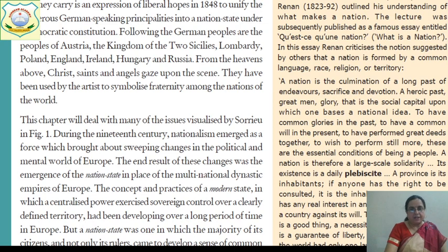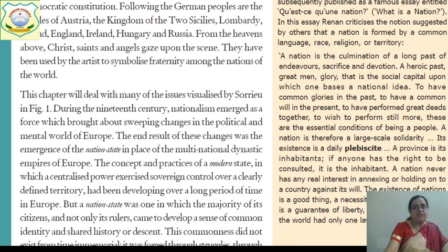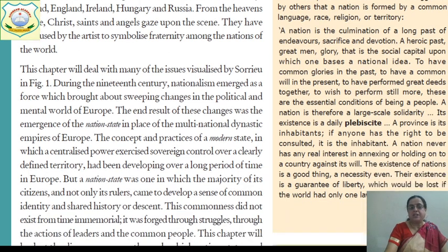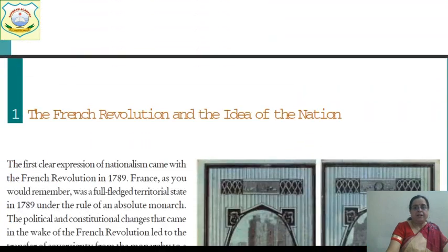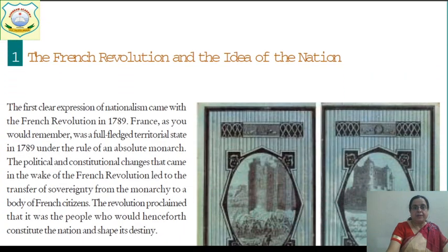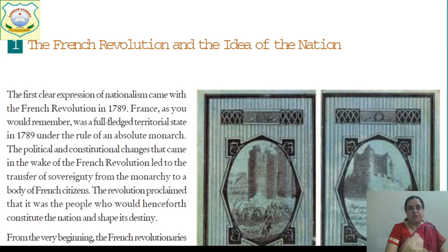Okay, so in this chapter we have studied how nationalism emerged as a force and brought about many changes in the political and mental world of Europe. The end result of these changes was the emergence of the nation state in place of the multinational dynastic empires of Europe. Then the French Revolution. Now do remember in which year the French Revolution took place.